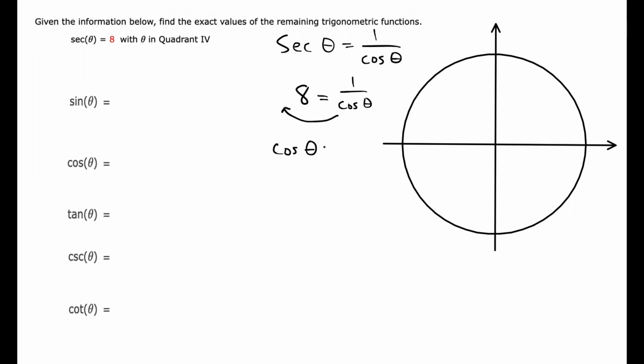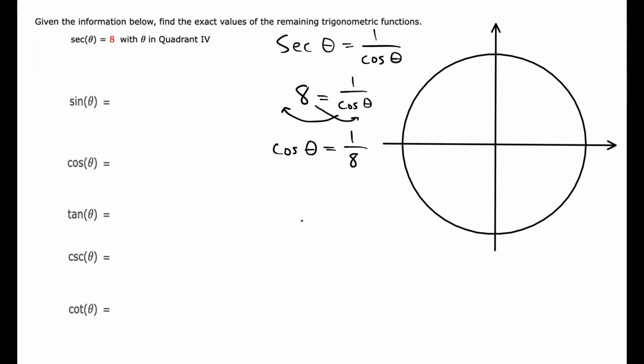So secant theta is defined as 1 over cosine theta. They're saying the secant theta is 8, so I have to replace the secant theta with an 8. Then I would solve by bringing the cosine theta over to the left, and I'll put the 8 down below, so we get that cosine theta is 1 over 8.